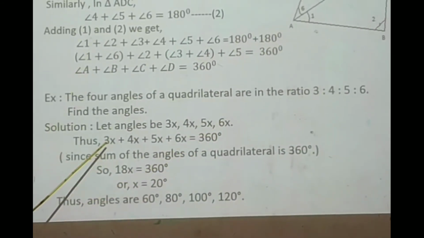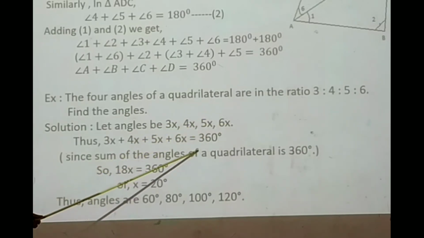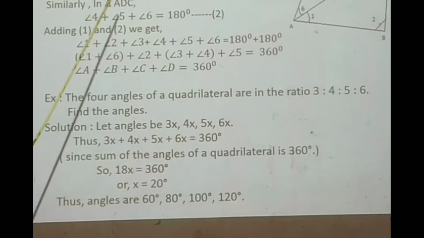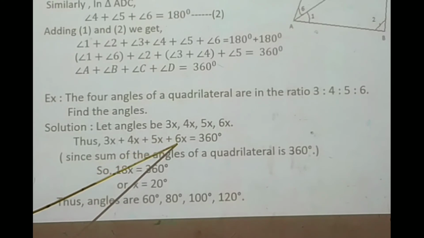The sum of the angles is 360 degrees. 3x plus 4x plus 5x plus 6x is equal to 360, because we just saw the sum of the angles of a quadrilateral is 360 degrees. Then 3x plus 4x is 7x, plus 5x is 12x, plus 6x is 18x. 18x equal to 360, and therefore dividing both sides, we will get x equal to 20.